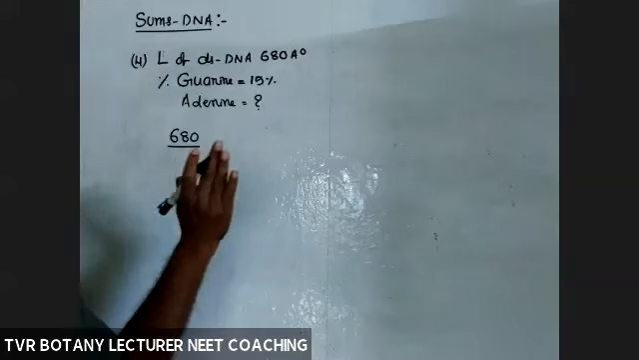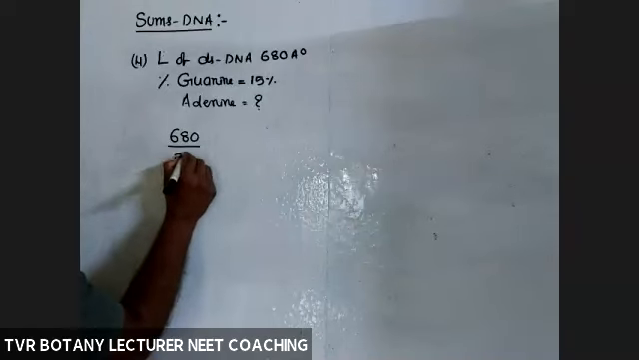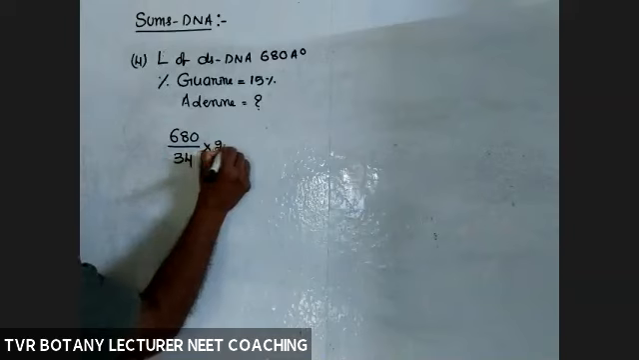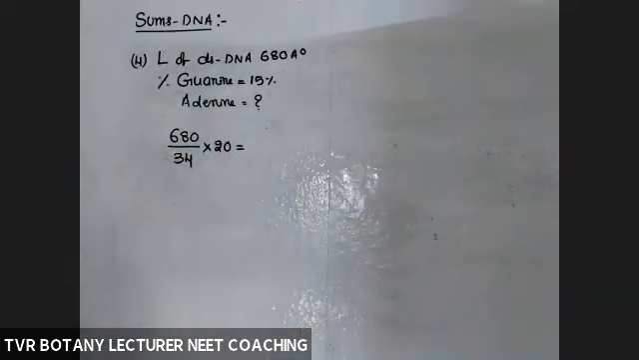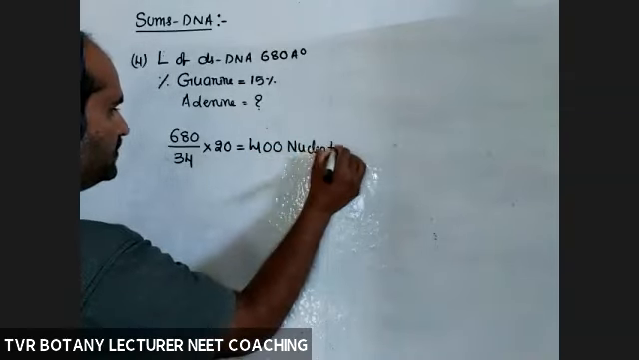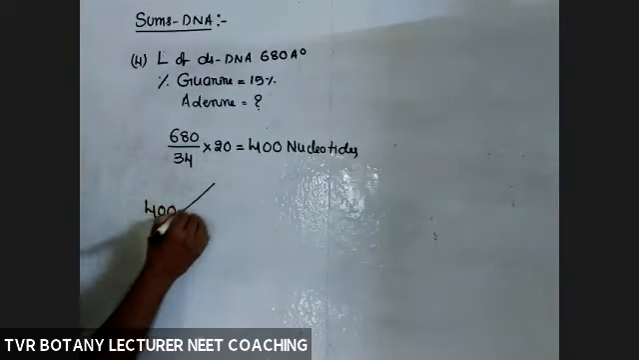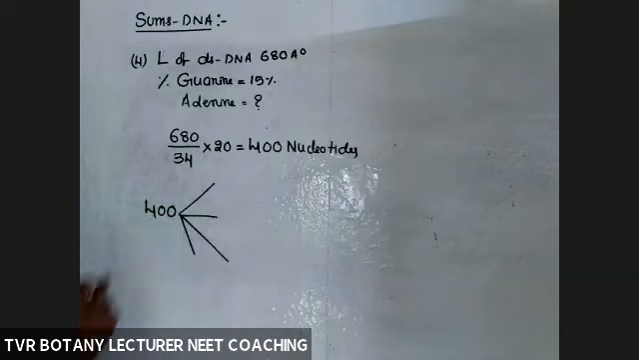680, that is the length of DNA. Decide the number of nucleotides first. So 680 divided by length of one coil 34 into 20 nucleotides. How many nucleotides you got? 400, Swagat? Yes, sir. 400 nucleotides. Take that 400 here. So how many hundreds are there? 4. Simply I'm doing.